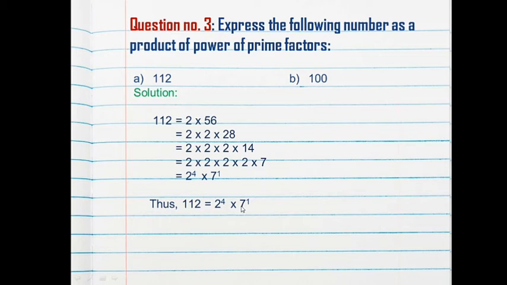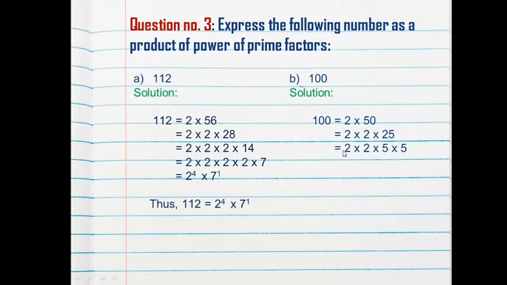Then question B is given, 100. Then the solution: 100 can be written as 2 into 50, then 2 into 2 into 25, which is equal to 2 into 2 into 5 into 5. So it is not possible to take out the factors of 25 with 2. Okay, it means 25 is not divisible by 2. So we will write it as 5 into 5, because 25 is divisible by 5 only.